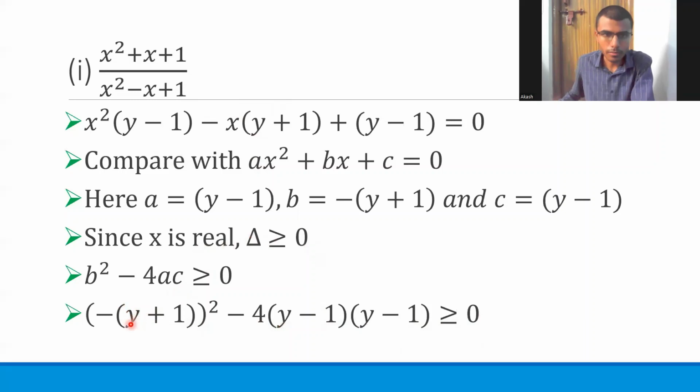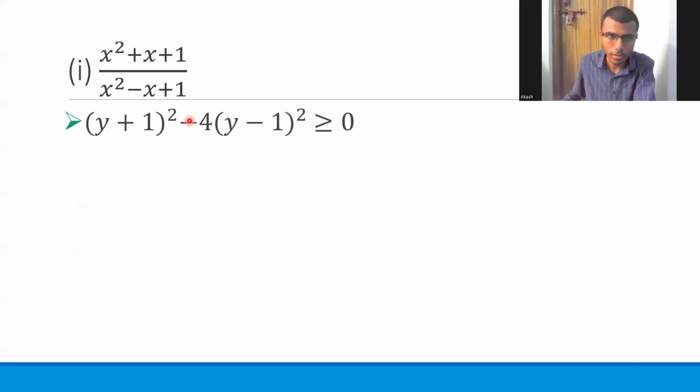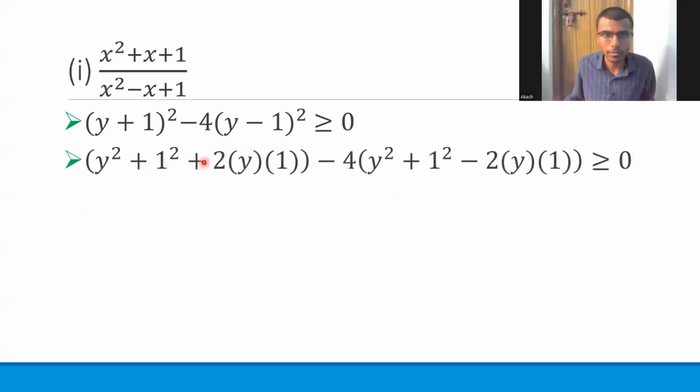Now this is minus of y plus 1 whole square. Since the minus is within the square, it would go away. So this would be nothing but y plus 1 whole square. And this is minus 4 into y minus 1 into y minus 1, which is y minus 1 whole square. Now let's just expand. In case you forgot, a plus b whole square is a square plus b square plus 2ab, and a minus b whole square is a square plus b square minus 2ab. So y square plus 1 square plus 2 times y into 1, and then minus 4 into y square plus 1 square minus 2 into y into 1.